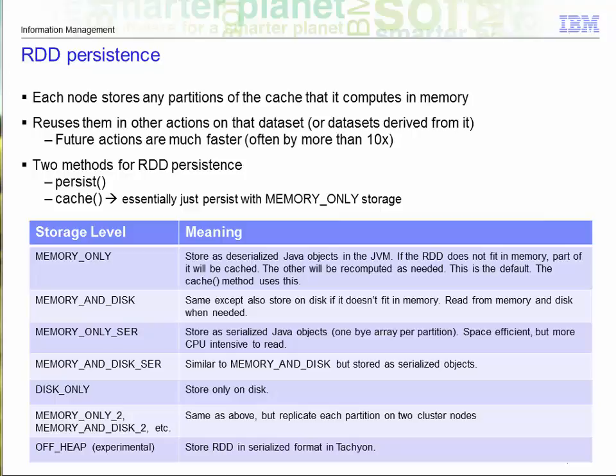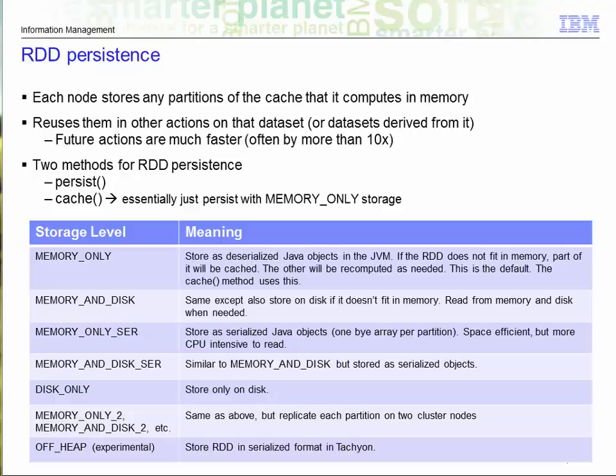Basically, you can choose to store in memory or in memory and disk. If a partition does not fit in the specified cache location, then it will be recomputed on the fly. You can also decide to serialize the objects before storing them. This is space efficient, but will require the RDD to be deserialized before it can be read, so it takes up more CPU workload.